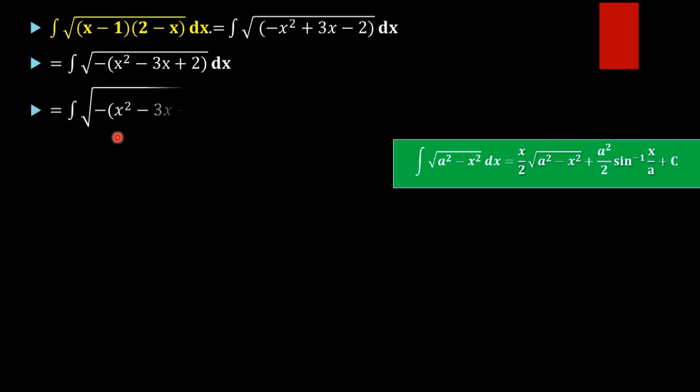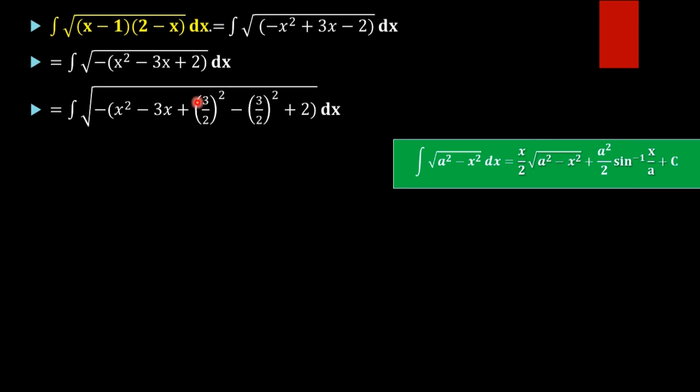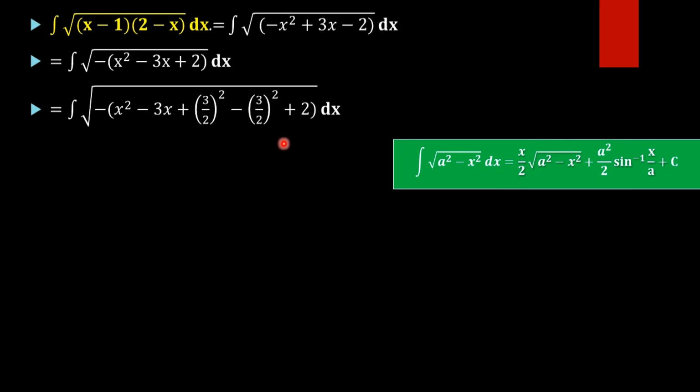That is, at first we have to take half of the coefficient of the middle term, that is here 3. Now we have to add (3 by 2) square and subtract (3 by 2) square from this term, that is (3 by 2) square minus (3 by 2) square, in order to make this term a square term, that is in this form, a square minus x square.